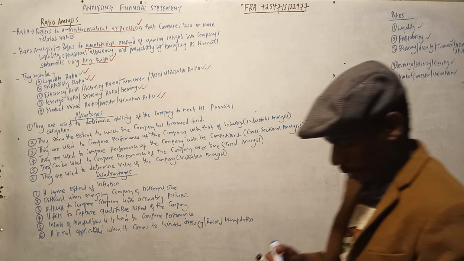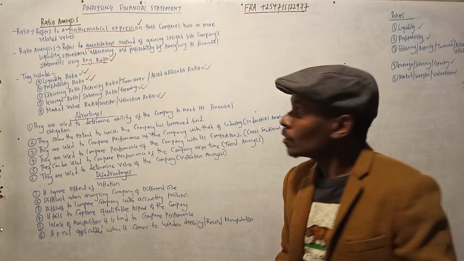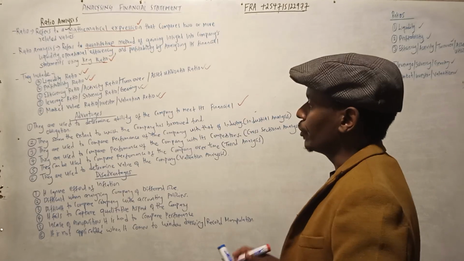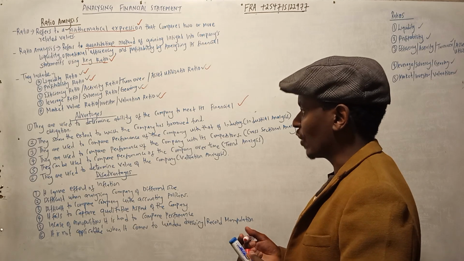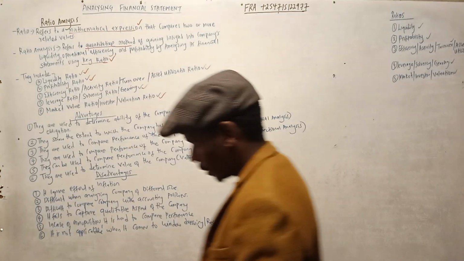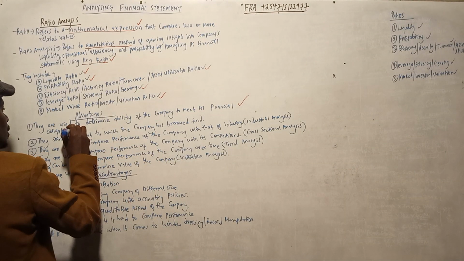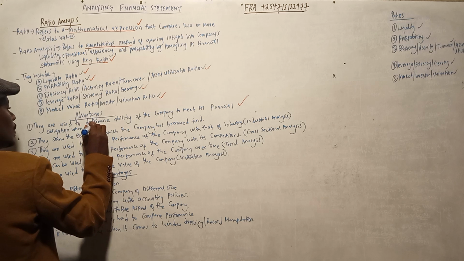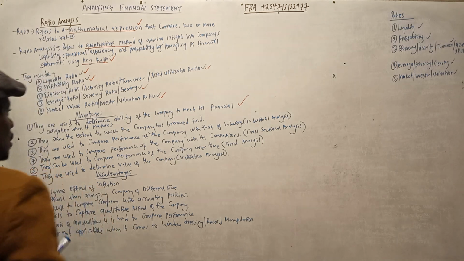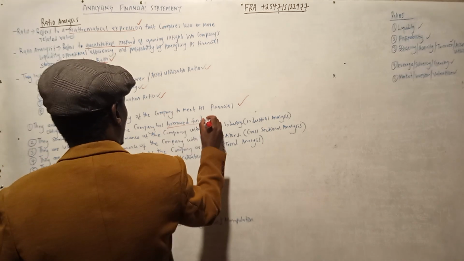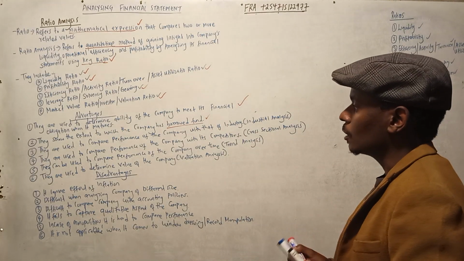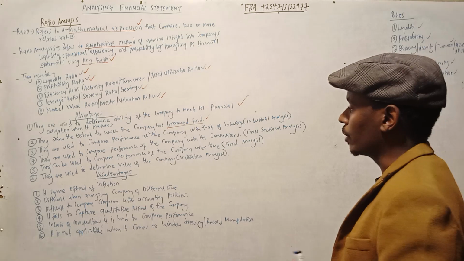So once we are done, I'll be taking them. Those are the key ratios. Then let us see the advantages. Number one, the ratio can be used to determine the ability of the company to meet its financial obligation when it matures. Number two, it can show the extent to which the company has borrowed funds.